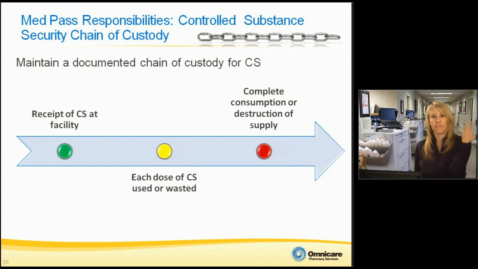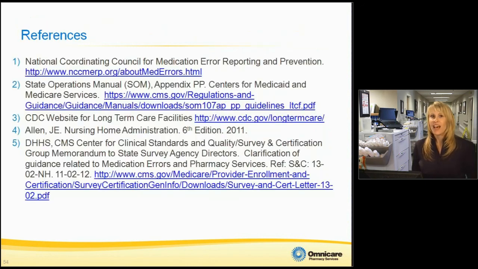And surveyors will sometimes say, I've got 5 people. They all had controlled substances. I want you to give me all the records associated with this from the time they got to the facility to the time you destroyed them or they got used up. I've had this happen at facilities. Fortunately, my facilities were very good, so this wasn't a problem. But it could be a very big problem if you don't have this in place. Keep a chain of custody, keep things documented.